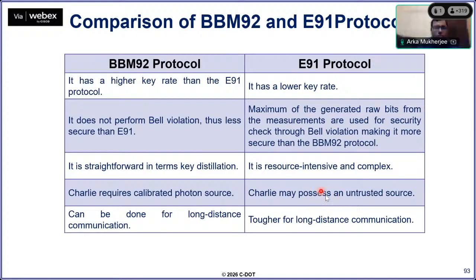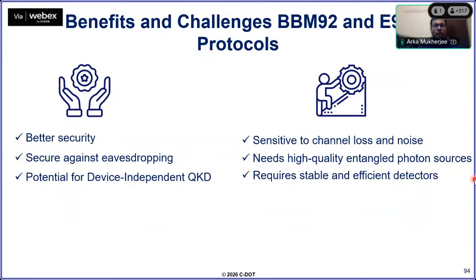So the restriction on the source is less, but it is tougher for long distance communication because the probability of matching the basis is very less. So the key rate will be severely low for E91. So it is not much suitable for long distance QKD. Okay, so just let me know if there is any doubt regarding BBM 92 or E91.